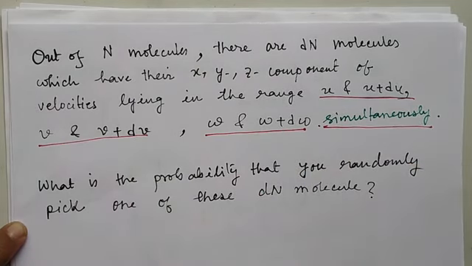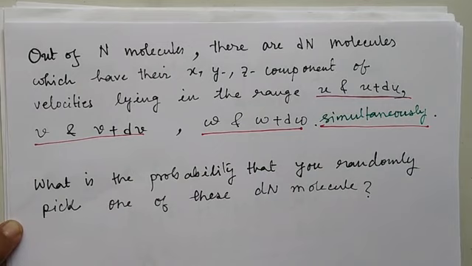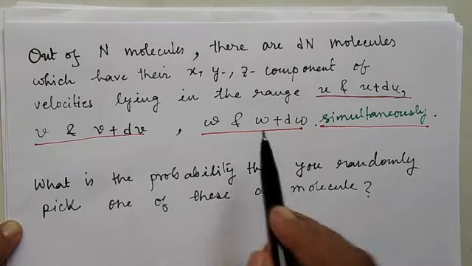simultaneously. For instance, till now we have talked about only one molecule which is likely to have its velocity component lying in this range. Now there can be other molecules which are likely to have their velocity components lying in the same range.